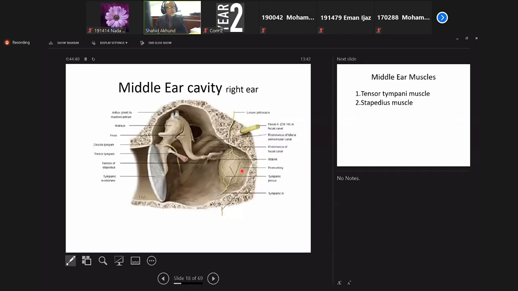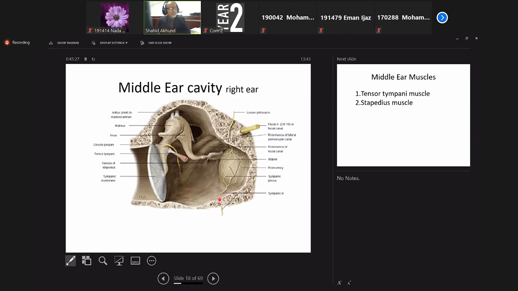Now this is the promontory, which is the raised part in the middle ear, like a little hillock, basically from the cochlea of the inner ear. Now, if you look at the posterior wall, can you see this window there? This is the aditus, our inlet, and this opening will take us to the mastoid antrum. It will take us to the mastoid air cells, and I'll show you later.